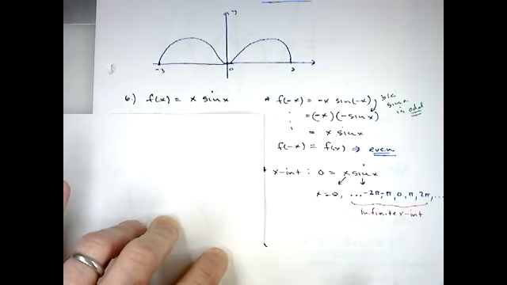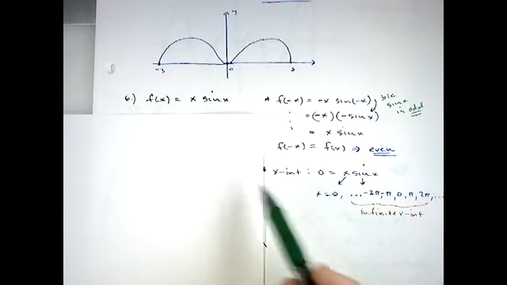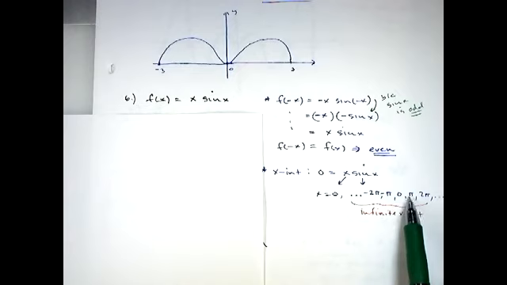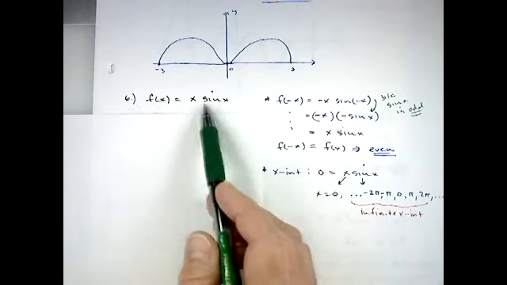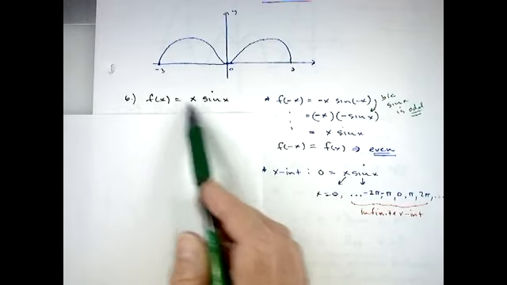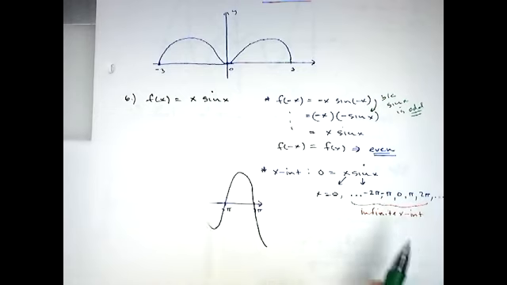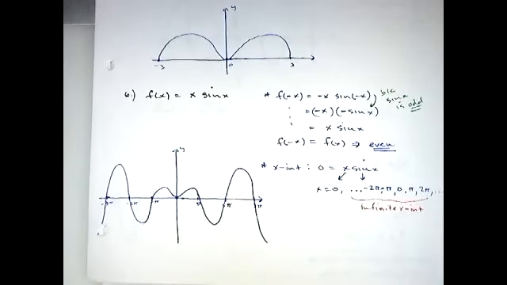Additionally, what you might want to consider is what happens if you start plugging in bigger and bigger x values, when you go from 0, pi, 2 pi. The sine function we know will always be between 1 and negative 1, but this x is going to make it bigger and bigger and bigger. So what that graph is going to look like is something like this.